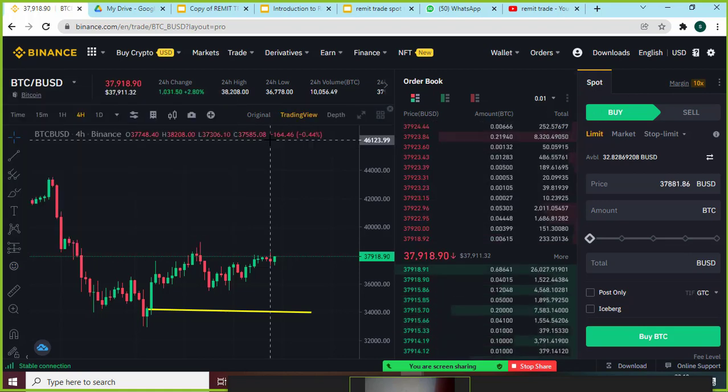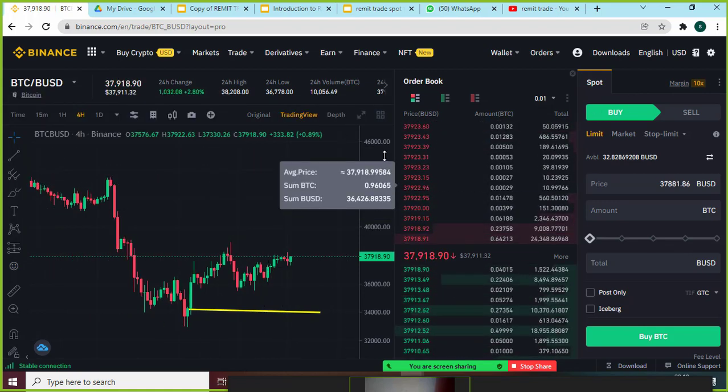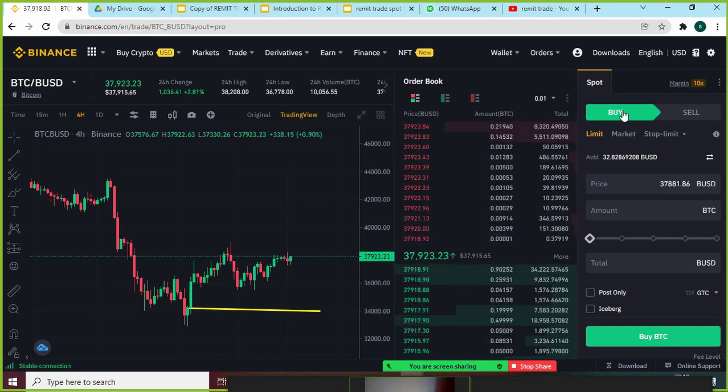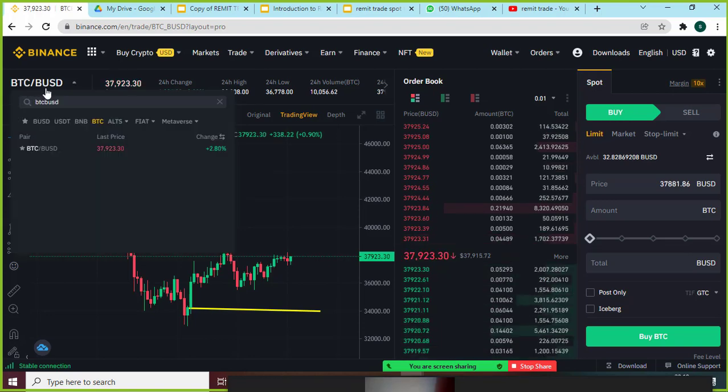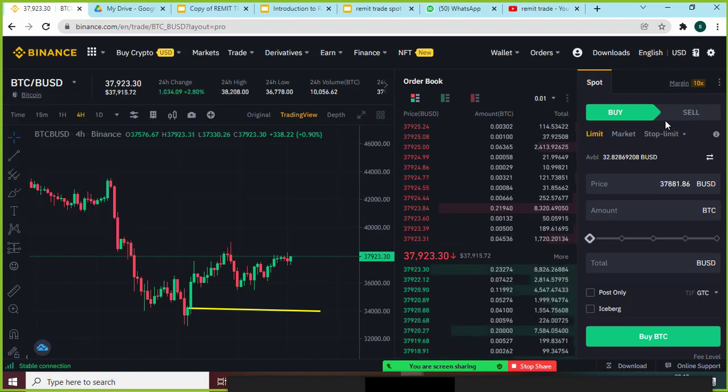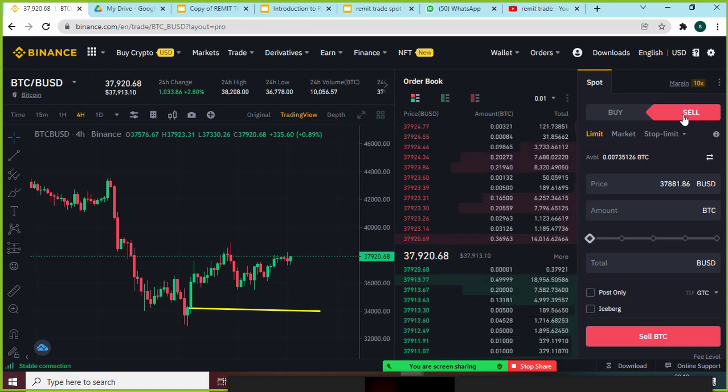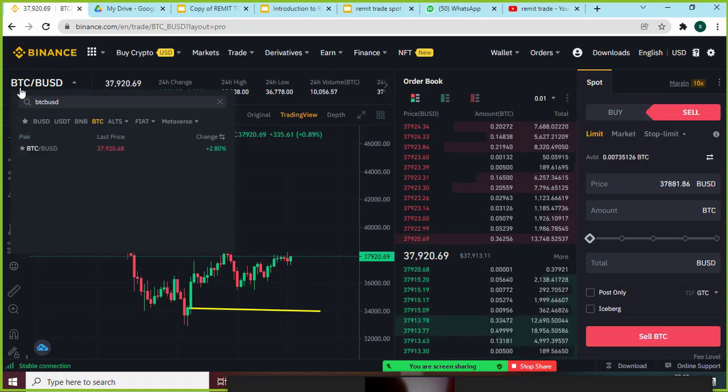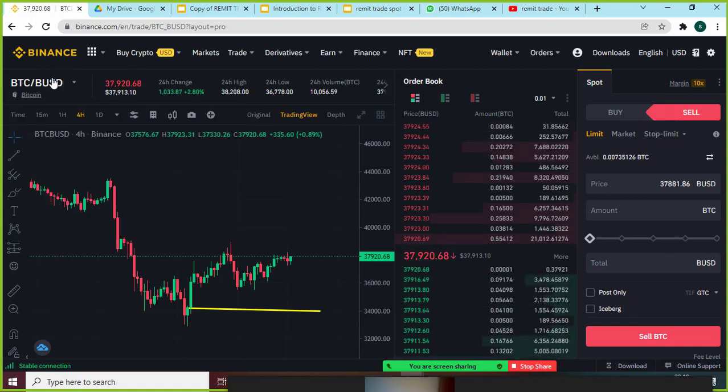So what you do if you want to place such a trade is that you come here. When you're on the buy tab, right at this point, what you are saying is that you want to use BUSD to buy BTC. And then when you go to the sell tab, you are saying you want to sell BTC into BUSD.